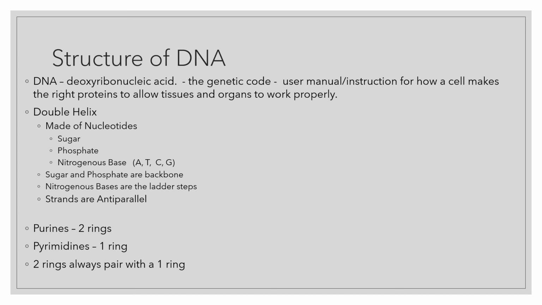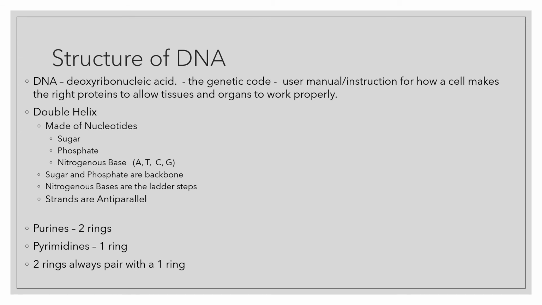That is the genetic code, or the user manual, the instruction book for how a cell makes the right proteins to allow tissues and organs to work properly. Without DNA, the cells wouldn't know how to function. The body wouldn't know how to function. We would probably cease to exist. So the structure of the DNA is important.